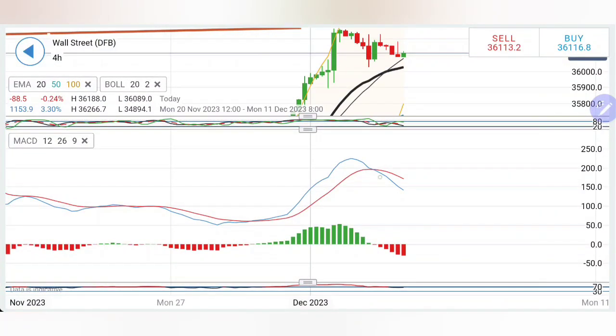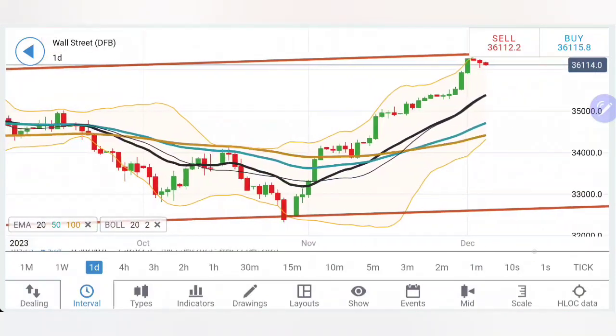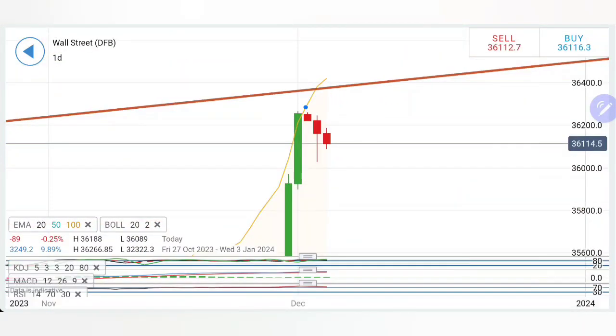Stochastic looking downwards, MACD has just crossed over, trading with divergence and bearishness. RSI has also come out of the overbought zone. Coming to the daily, now look at the daily chart. See lower highs, which means even if it tries to fly, 36,200, 250 is again going to be the resistance here.